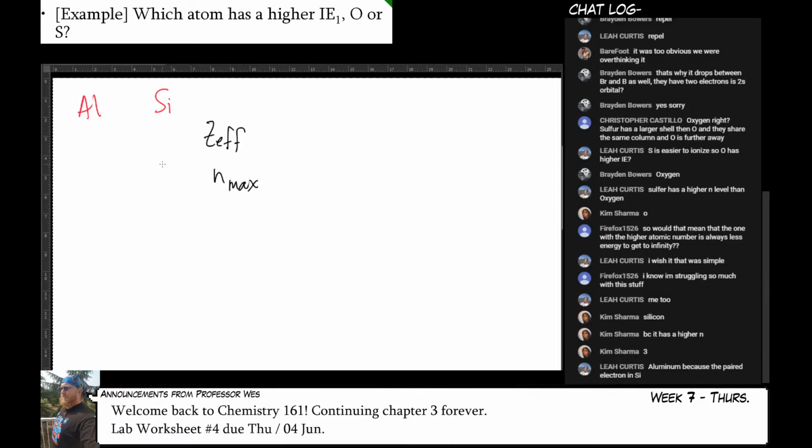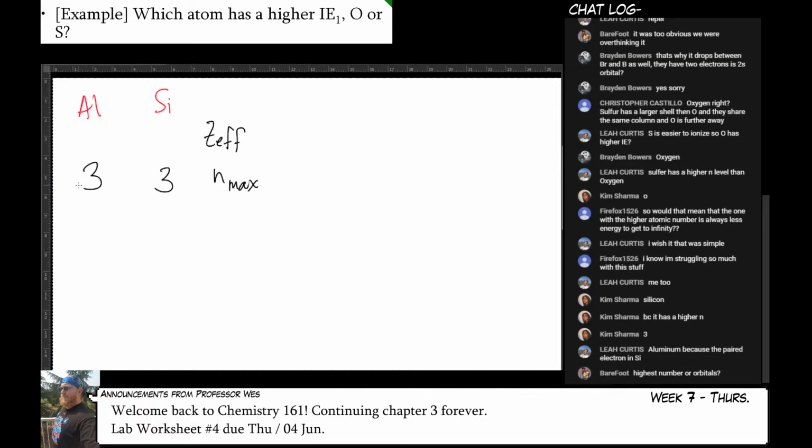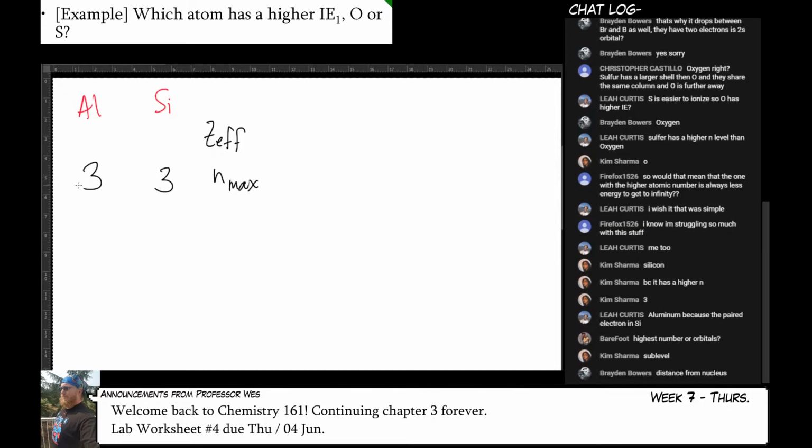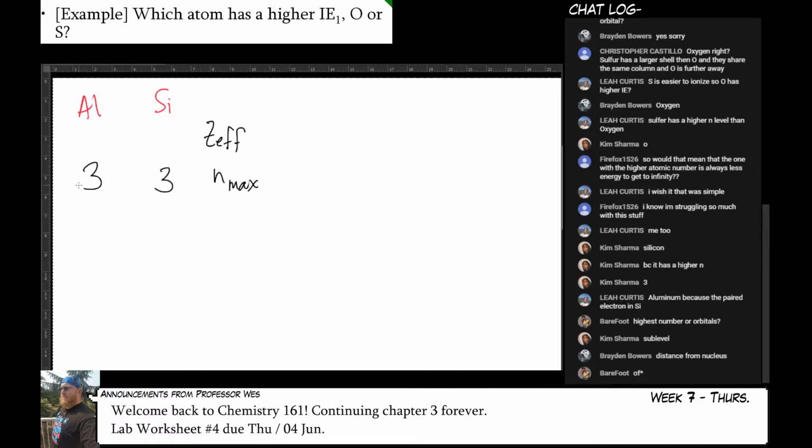So N is 3 for silicon, but it's also 3 for aluminum. What does N represent? Now we're just throwing words out here, aren't we? N is the principal quantum number, which is the energy level, which represents distance from the nucleus. It's the most coarse description of distance from the nucleus that we have, because the energy levels are spread apart, and then the sub-levels within that subdivide the energy levels. So we gotta know our terminology.